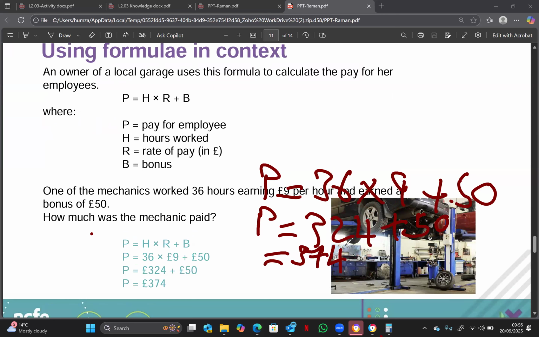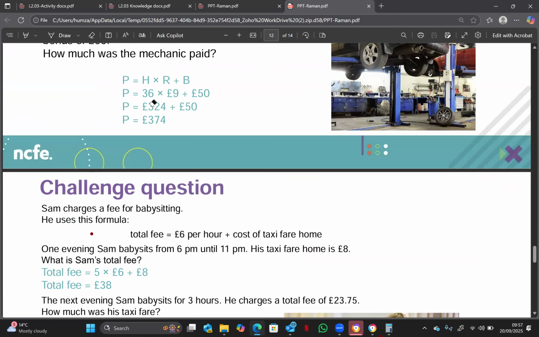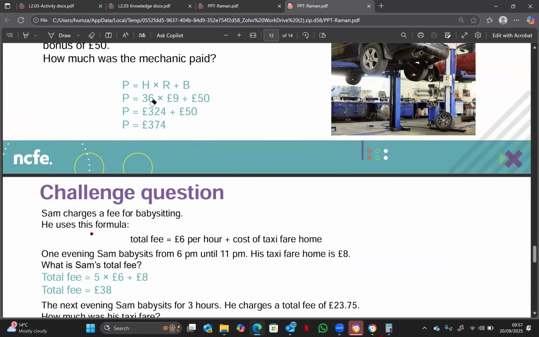So was that clear to you? Yeah, very clear. All you do here is just add the values. It gives you the formula and all you do is add values to it. So here's a question. We'll do this question together again.